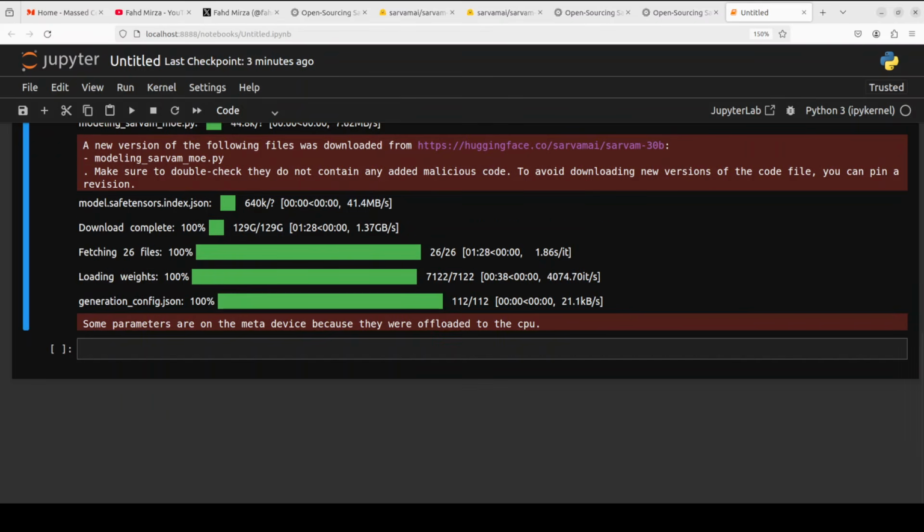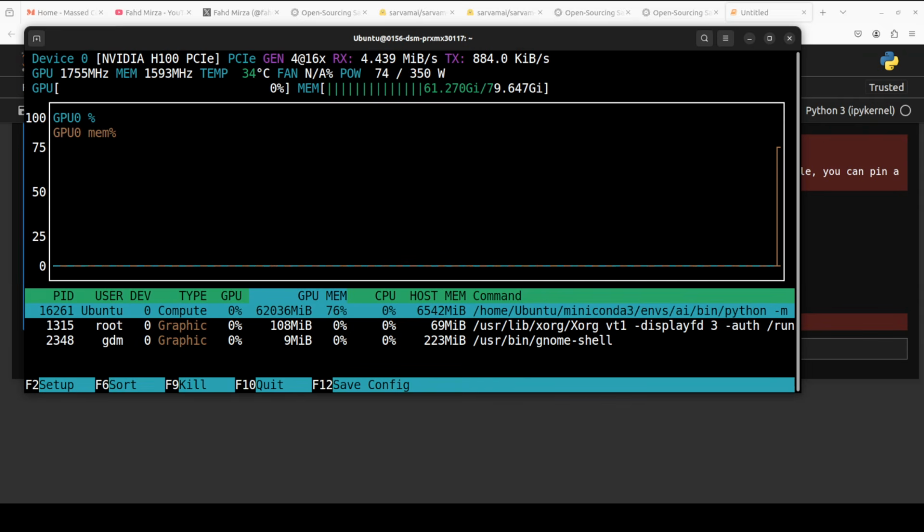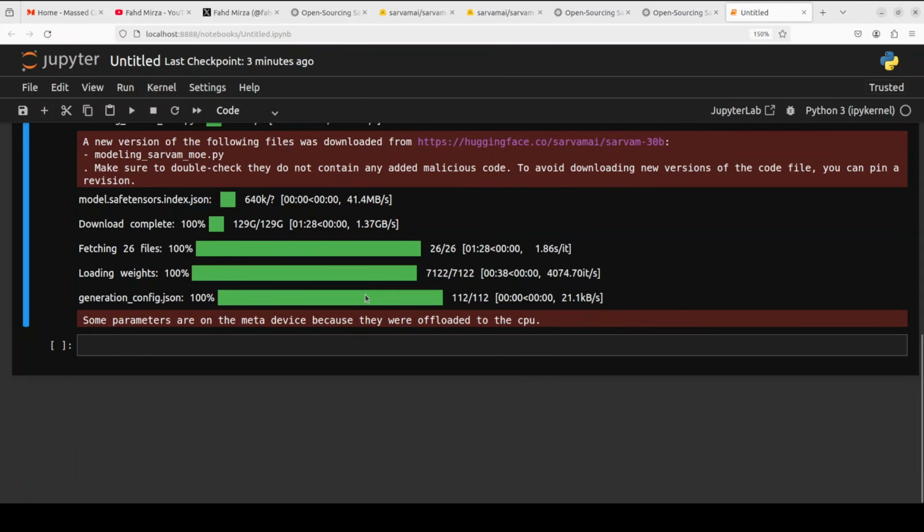So the model is now loaded and some of it was offloaded to CPU as you can see. Let's check the VRAM consumption. So it is consuming just a touch over 62 gig of VRAM as it is loaded here. Okay, so let's test it out.